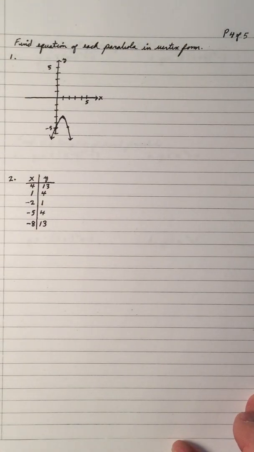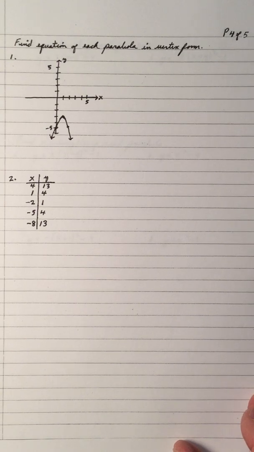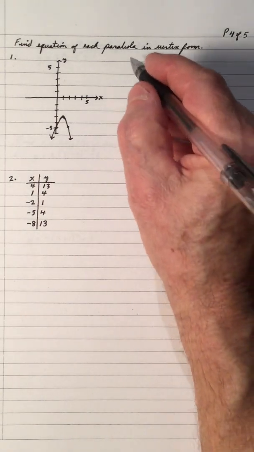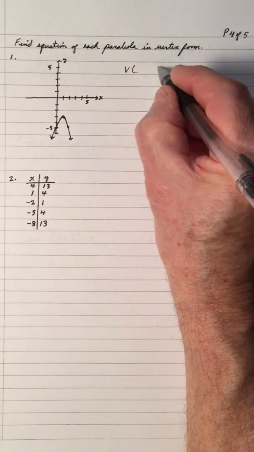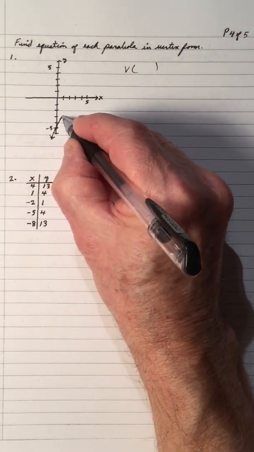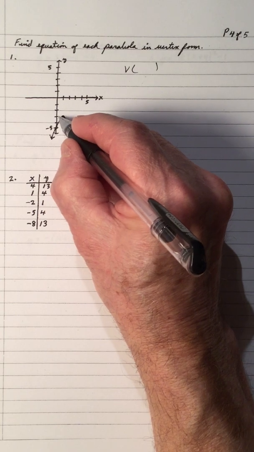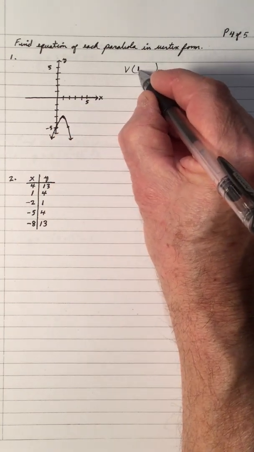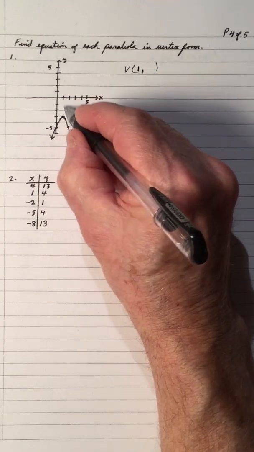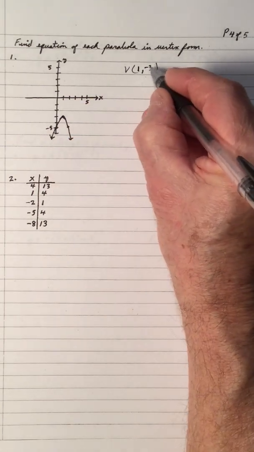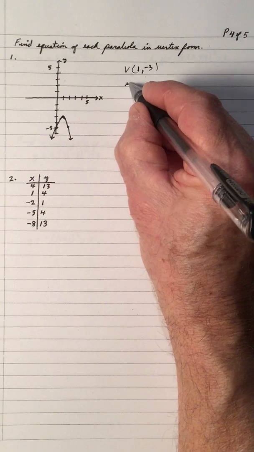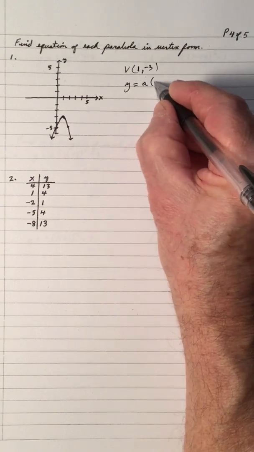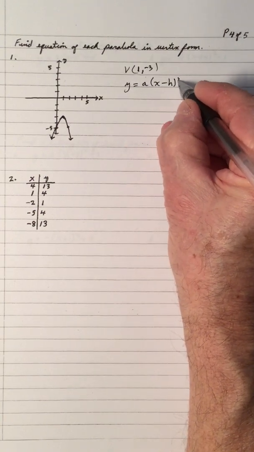Okay, let's continue. Find the equation of each parabola in vertex form, but this time I gave you a graph. So what we do from a graph, we have to find the vertex. So the vertex of this graph is right here, is the peak point. So the vertex is x is 1, y is 3. So x is 1, y is negative 3.